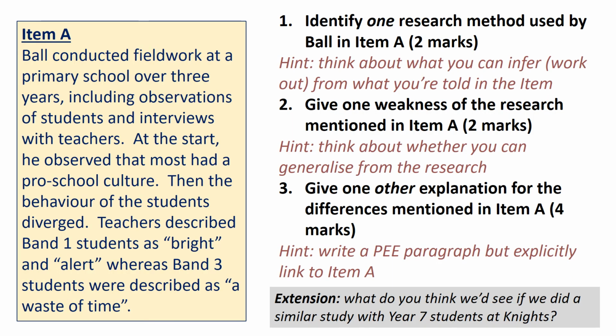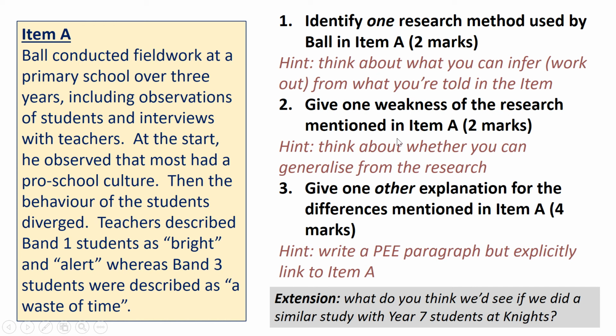Okay then. Now I'm going to do some exam questions. You knew it was coming, so here you go. And some questions that ask you about Ball's research. Question 1, identify one research method used by Ball in item A. Now, it doesn't actually tell you exactly, but you can infer it. You can work it out from what you're told. What type of observation did he use?